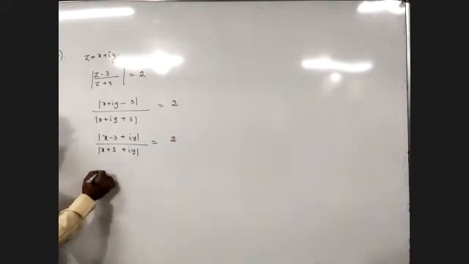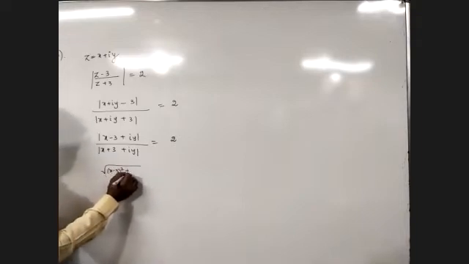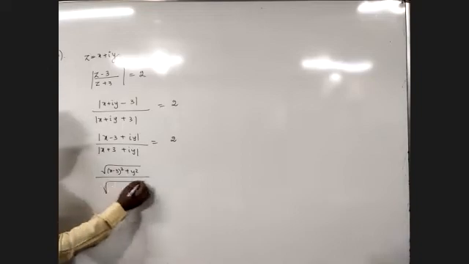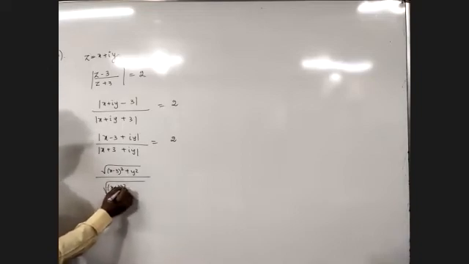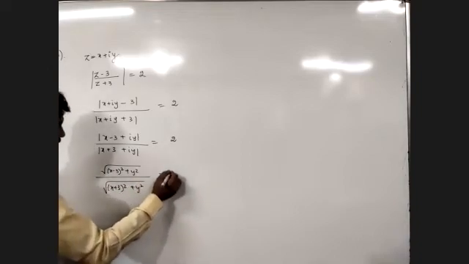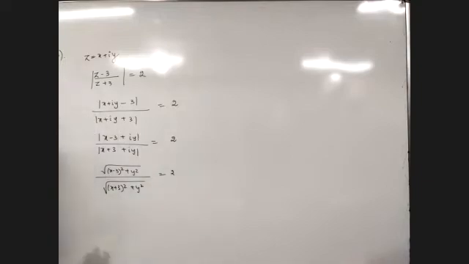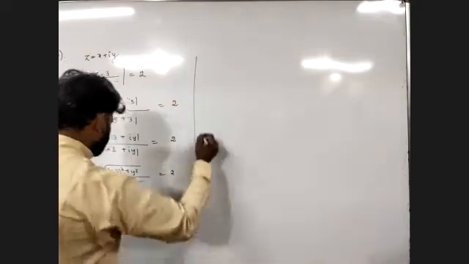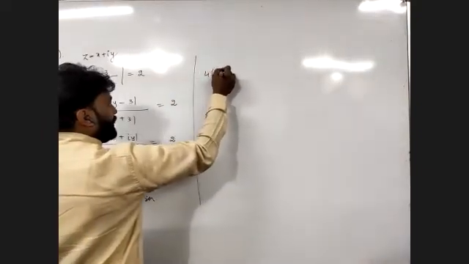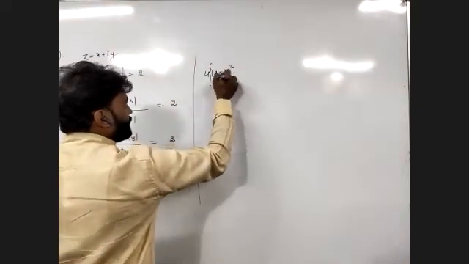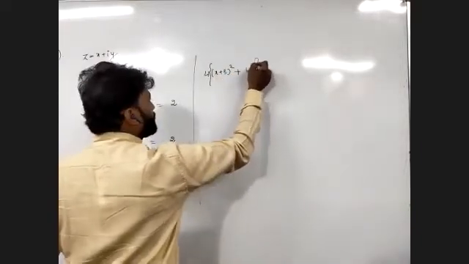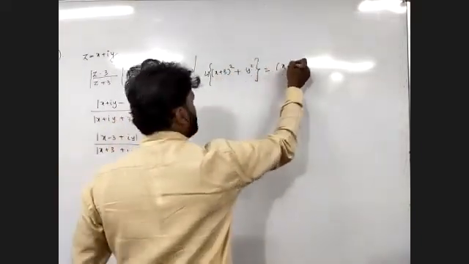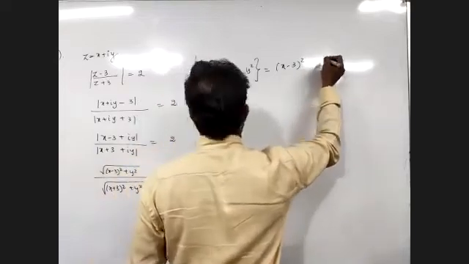So this will be the square root of (x minus 3) whole square plus y square, upon the square root of (x plus 3) whole square plus y square, is equal to 2. Clear? Squaring both the sides, so we'll get 4 into (x plus 3) whole square plus y square is equal to (x minus 3) whole square plus y square.